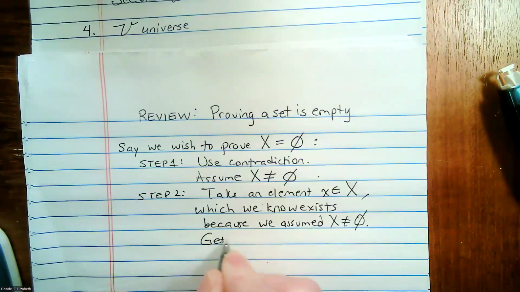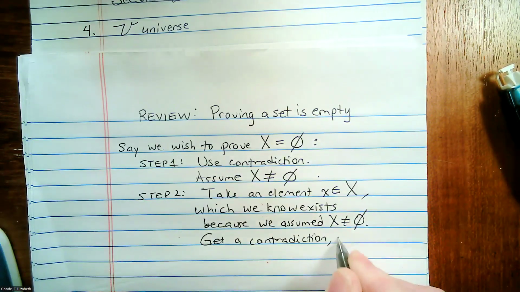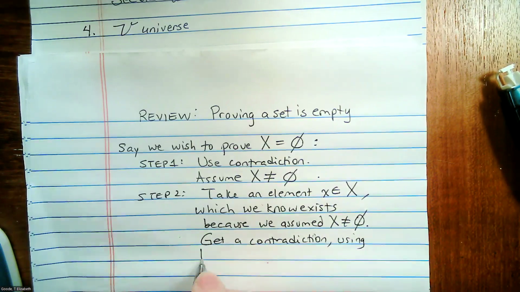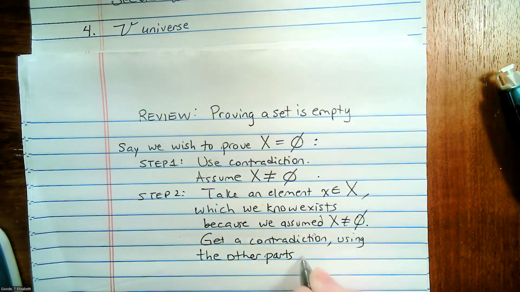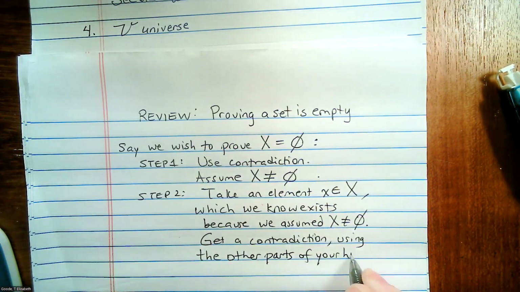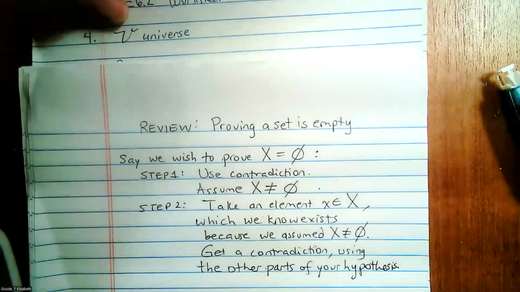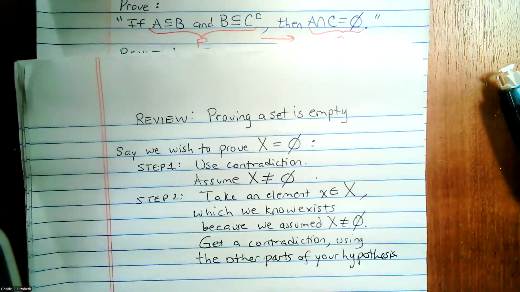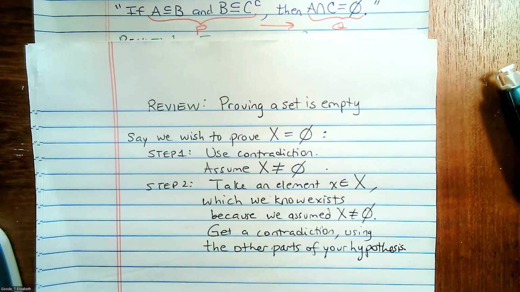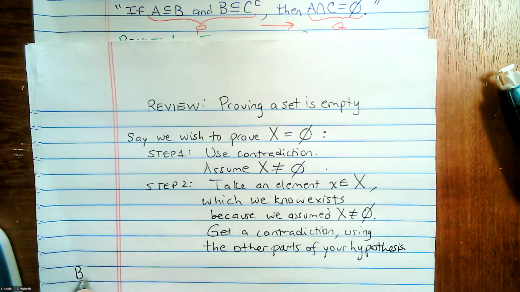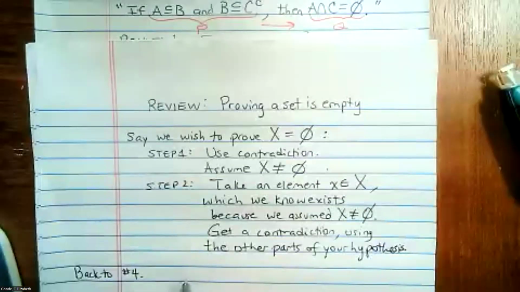and get a contradiction. And the contradiction will come from the rest of the hypothesis. All right, so let's take a look at what our hypothesis will be if we're going to prove this statement by contradiction. Okay, so back to number 4.